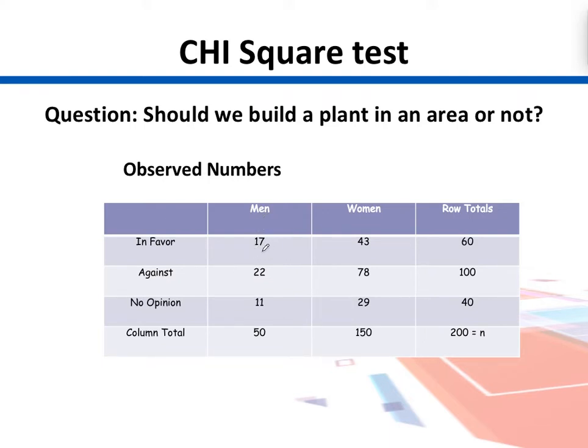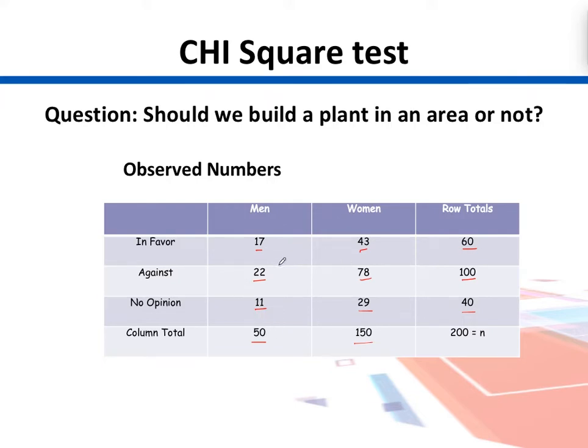So we have 17 men in favor and 43 women, total 60 in favor, and against were 22 men and 78 women, 100 in total, and no opinion, 11 men and 29 women, total 40. There were a total of 50 men in the data set and 150 women.